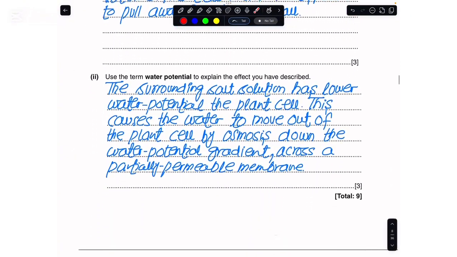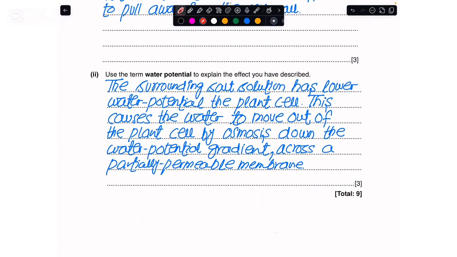Now, if we move further, again for 3 marks, the examiner is asking that we use the term water potential and explain the effect. In the above part, we have just described it. So what you would say is that the surrounding salt solution, since it is concentrated, has a lower water potential than the plant cell, and automatically within the plant cell the water potential would be higher. So that would compel the water to move out of these plant cells, and it would go out with the help of osmosis, down the water potential gradient, and the water would be crossing the partially permeable membranes in the process.